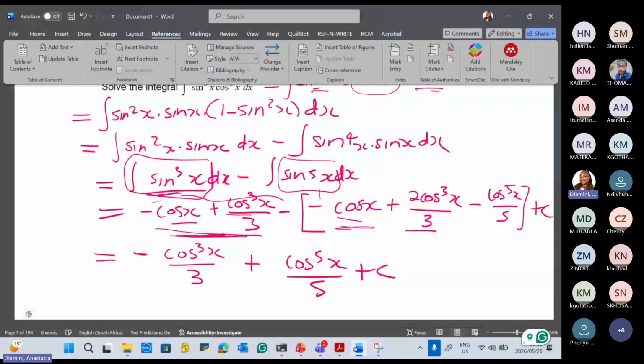Isn't it that we went and copied the solution for the integral of sine to the power of 3x? Okay, what if maybe there's a similar question up there? Do I have to redo it again? No, if there's a similar question where you did it and you found the answer, then you can substitute.